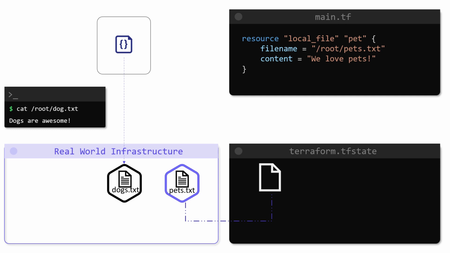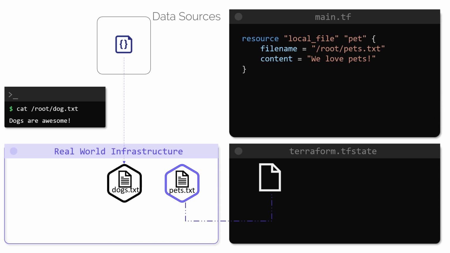We would like Terraform to use this file as a data source and use its data as contents of our existing file called pets.txt. If we want to make use of the attributes of this new file that is created by the bash script, we can make use of data sources. Data sources allow Terraform to read attributes from resources which are provisioned outside its control.